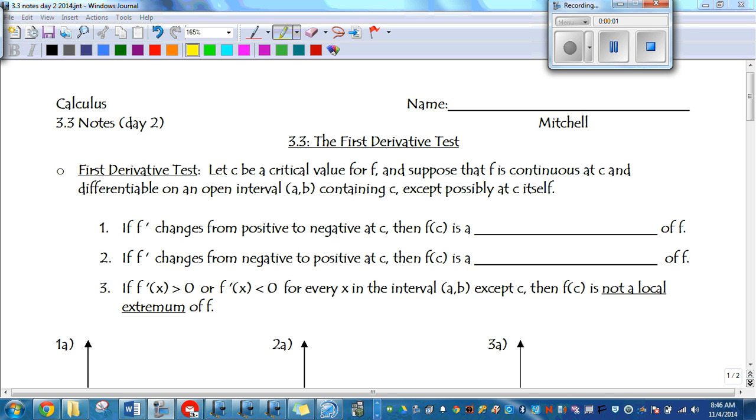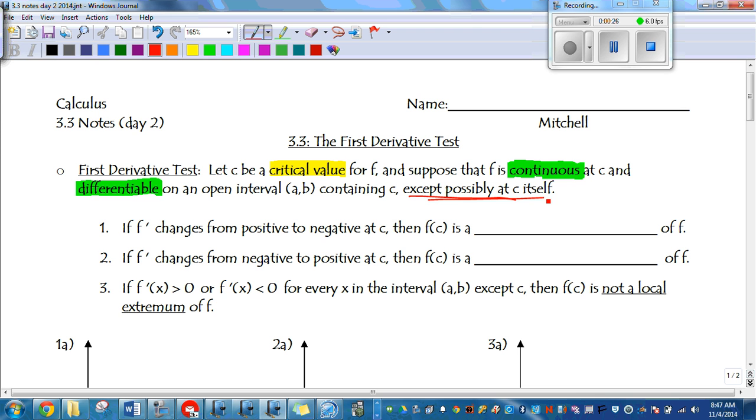Talking about the first derivative test. And it's right here at the top. It says let C be a critical value for F, and suppose, this is kind of standard for what we've been talking about lately, F is continuous at C and differentiable on the open interval from A to B containing C except possibly C itself. So this is a little kind of a loophole here. It might not be differentiable at C, but everywhere else it definitely is.